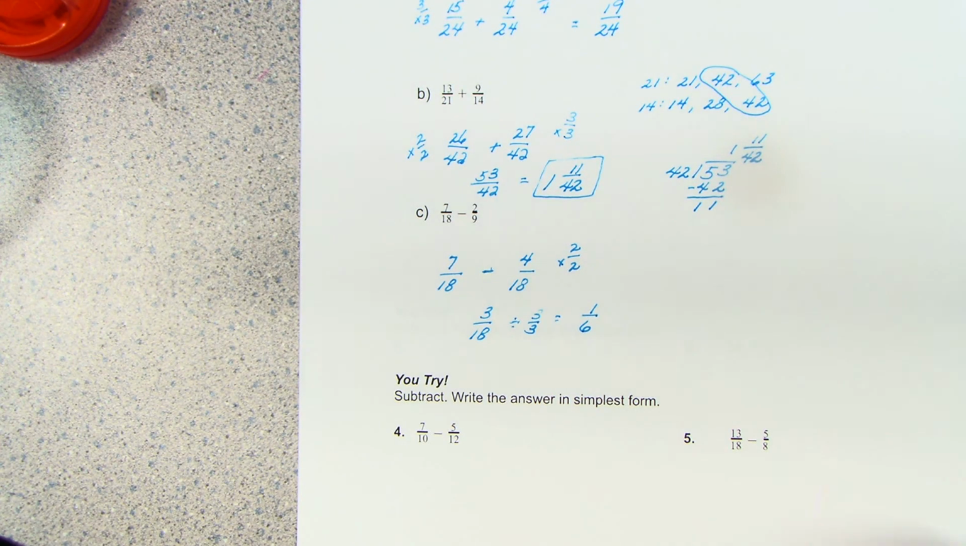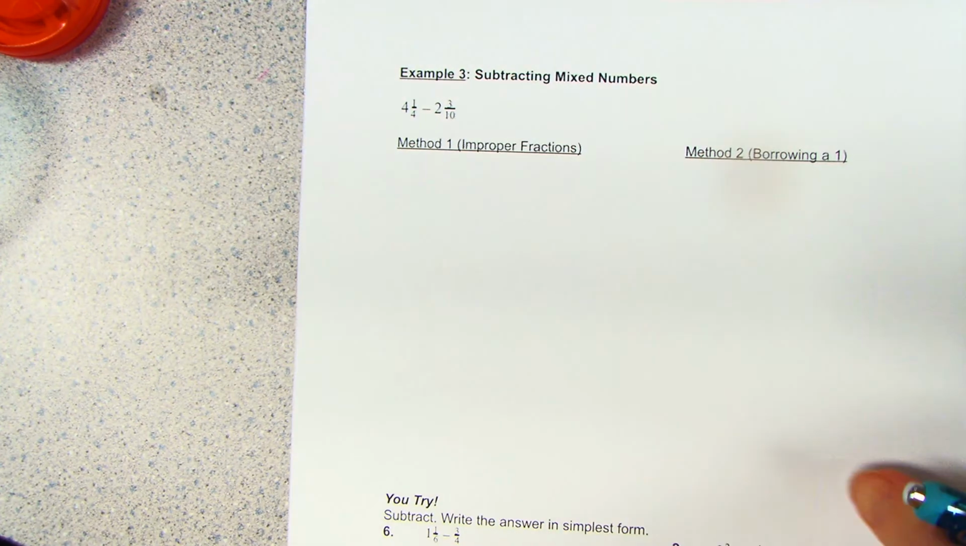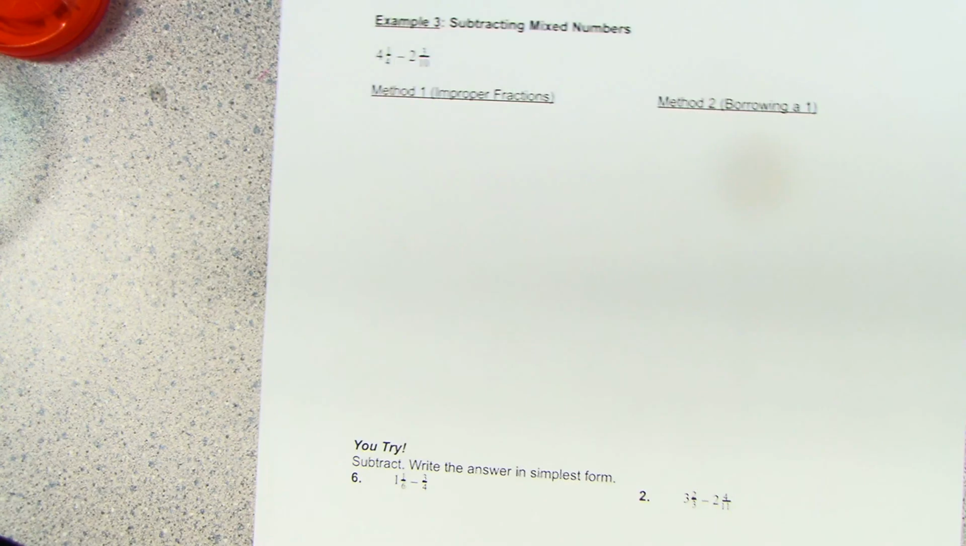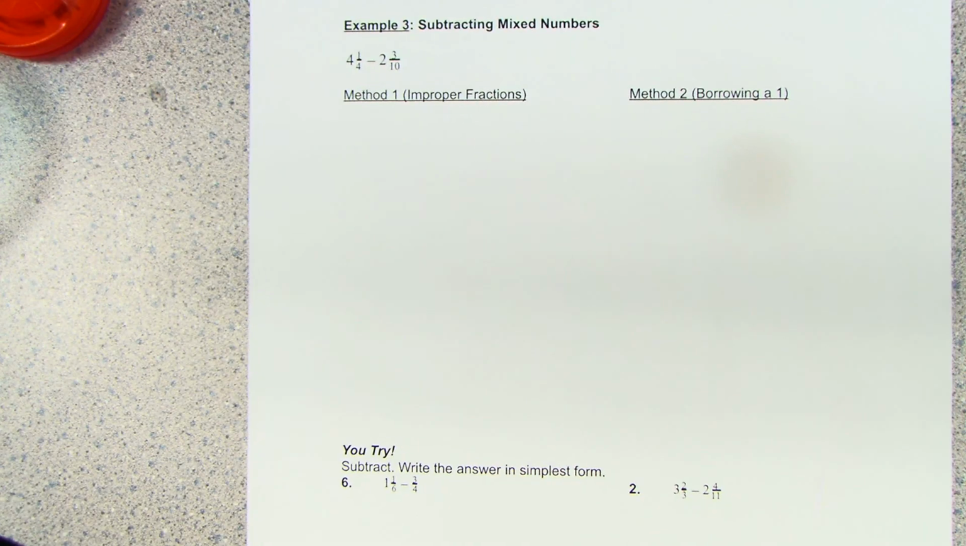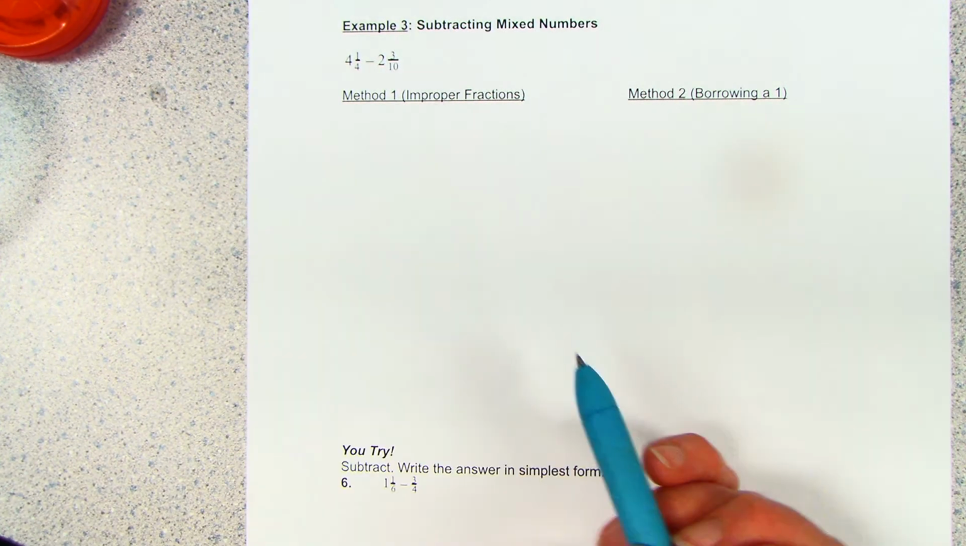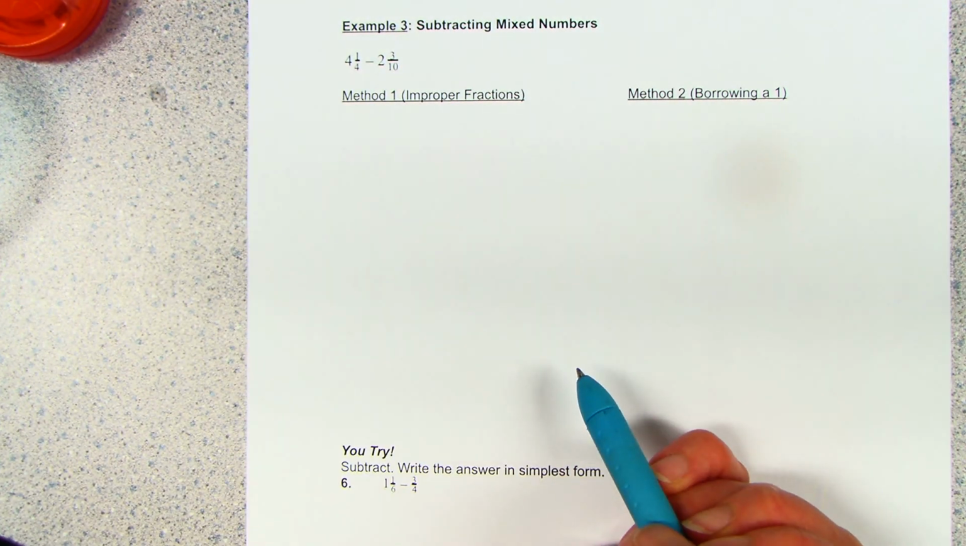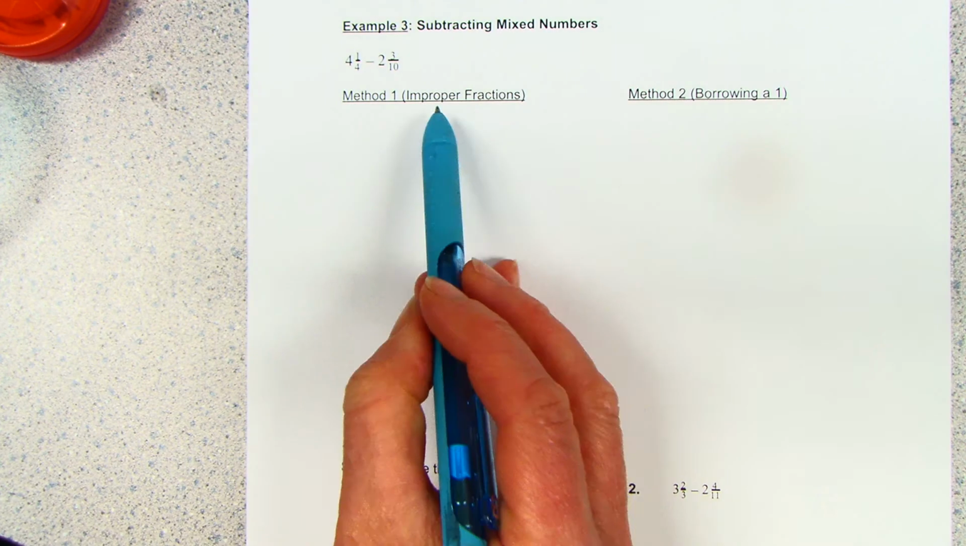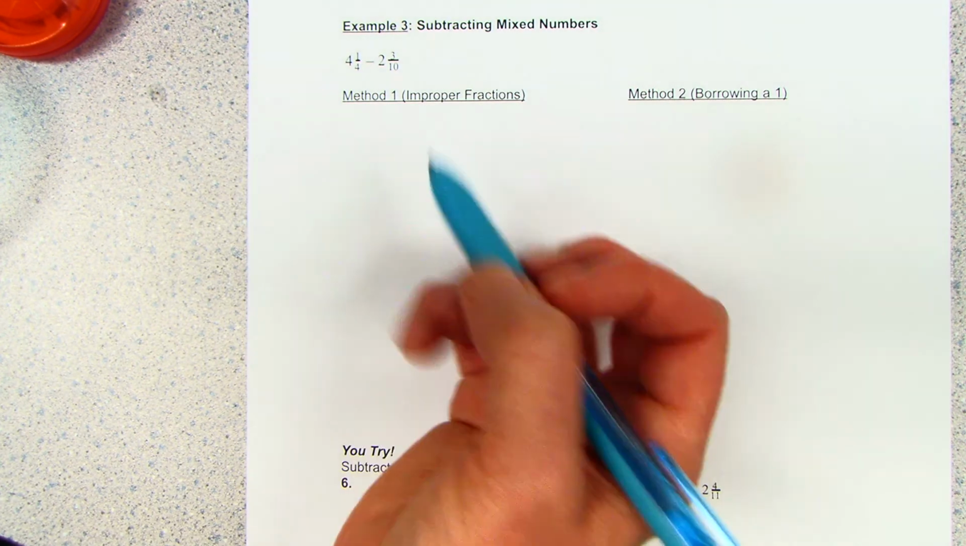Right? All right, 2 few tries on subtraction. And then the last section here is subtracting mixed numbers. Right, we're going to do 2 different ways. Again, you may use whichever way you like. Method 1 is to make these into improper fractions.